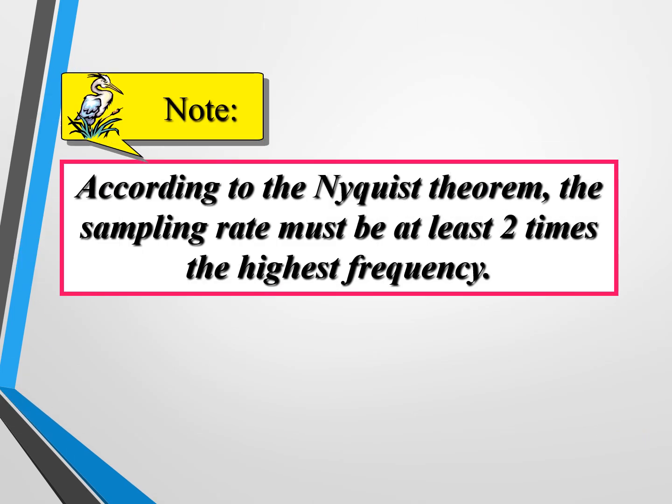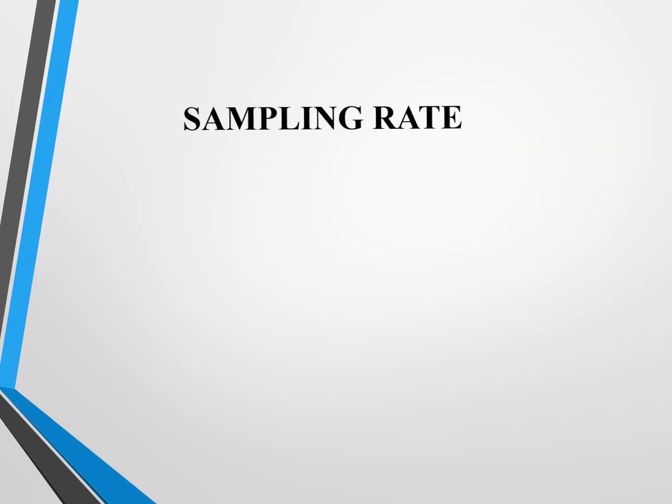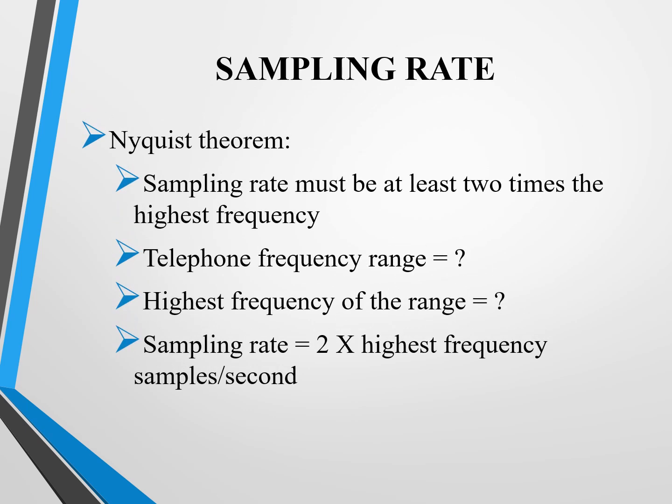According to the Nyquist theorem, the sampling rate must be at least 2 times the highest frequency. What is the range of the telephone system? What is the highest frequency of the range? And what is the sampling rate?